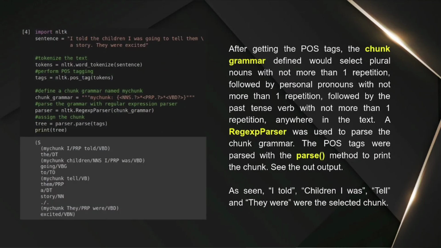So in this example, we can see that after getting the POS tags, the chunk grammar defined would select each plural noun with not more than one repetition, followed by personal pronouns with no more than one repetition, and again followed by the past verb tense with not more than one repetition, anywhere in the text. A regex parser was used to parse the chunk grammar. The POS tags were passed with the parse method to print the chunk. We can see the output here, as in I told children I was tell, and they were selected as chunks.